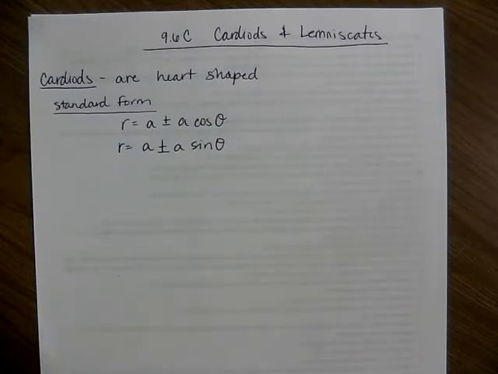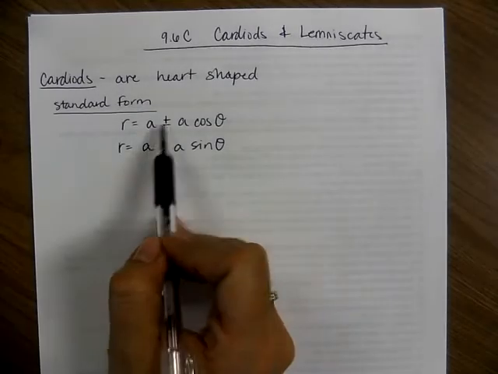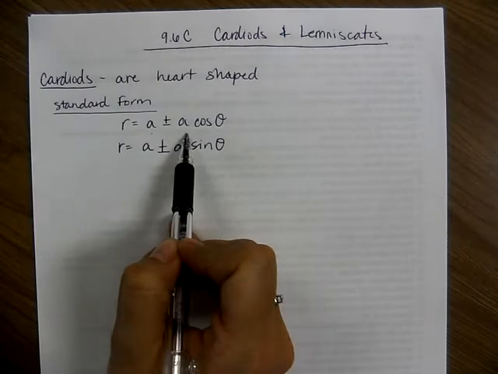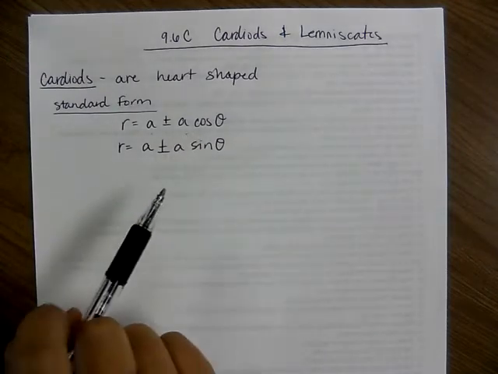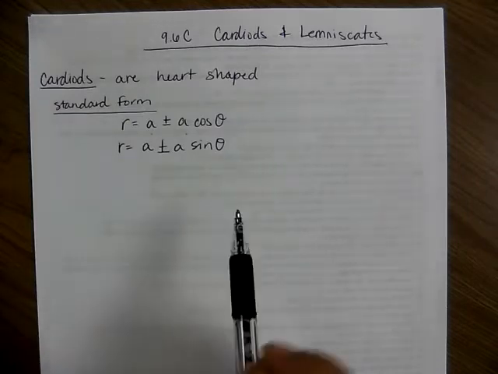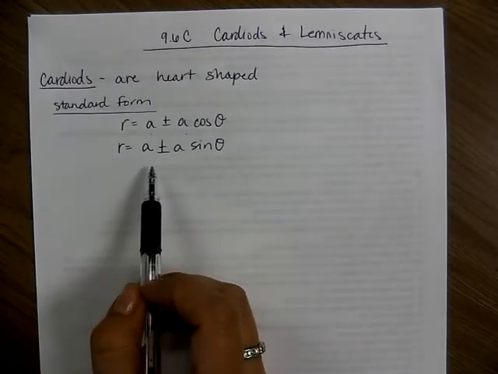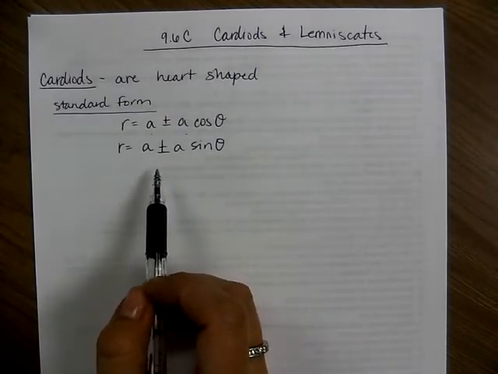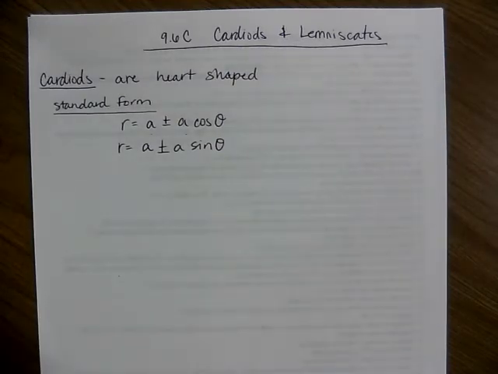What do you notice about these compared to limaçons? They have the same coefficient, right? So with a limaçon, a can equal b. That's how you can name it a limaçon. That's how you know that graph will look more like a lima bean. And this graph will be a cardioid because it has the same coefficient. So that's how you can tell the difference, okay?